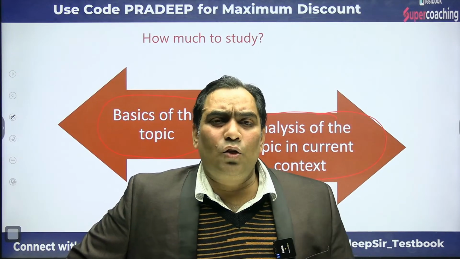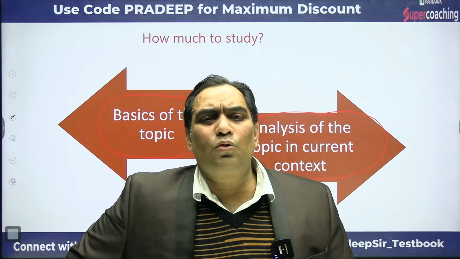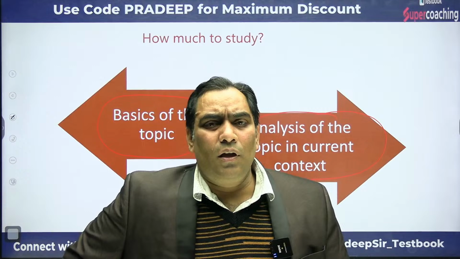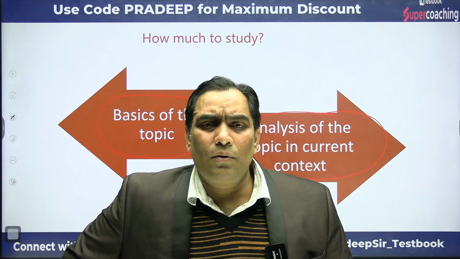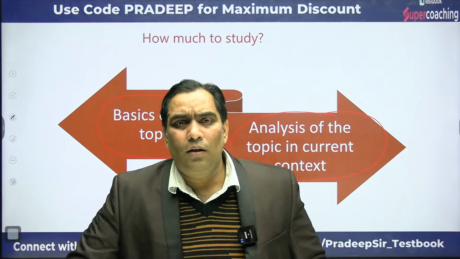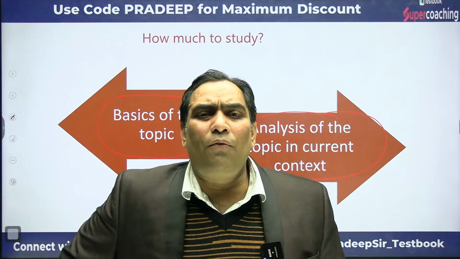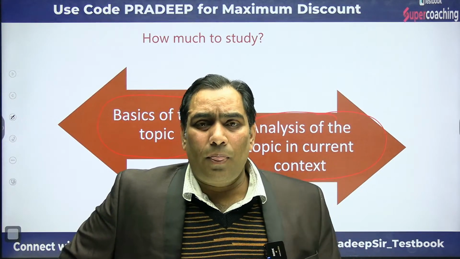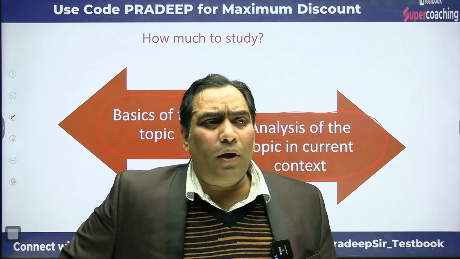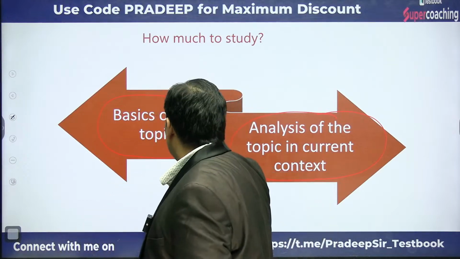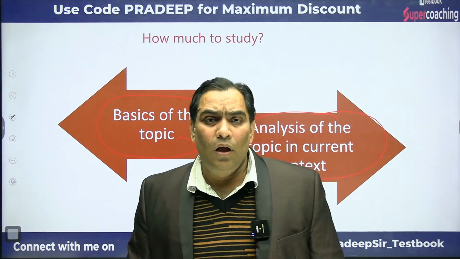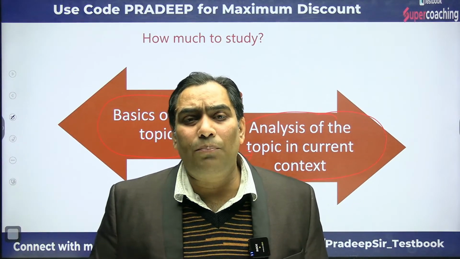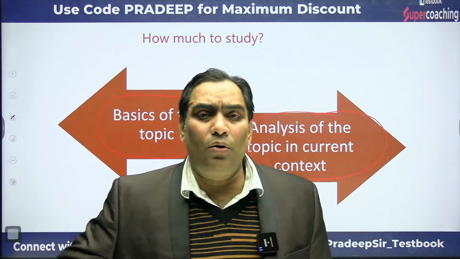In an inflationary situation, what type of monetary policy is the government going to adopt? In a slowdown, what type of monetary policy is the RBI going to adopt? This should be the idea. If there is a slowdown, what type of fiscal policy is the government going to adopt and how is it going to impact the economy? This should be our analysis. That is nothing but basics to advanced, and that means analysis of the basic concept in the current context.